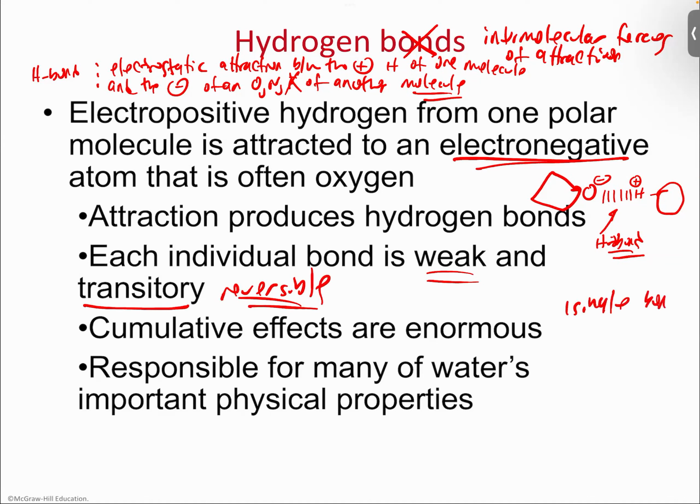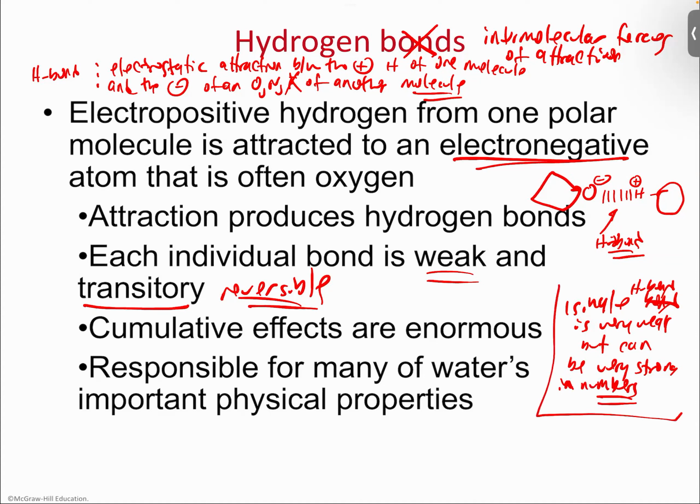Now, any one hydrogen bond is weak. A single hydrogen bond is very weak. But they can be very strong in numbers. The gecko effect.